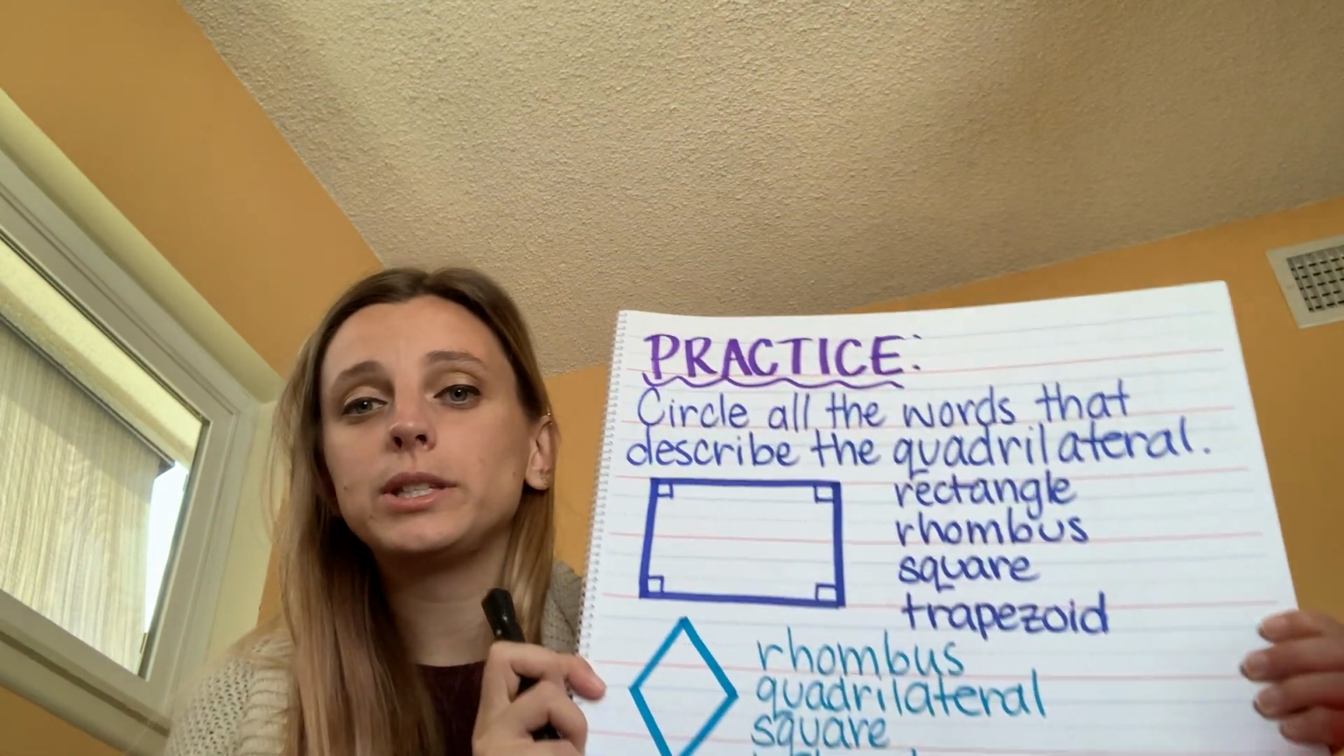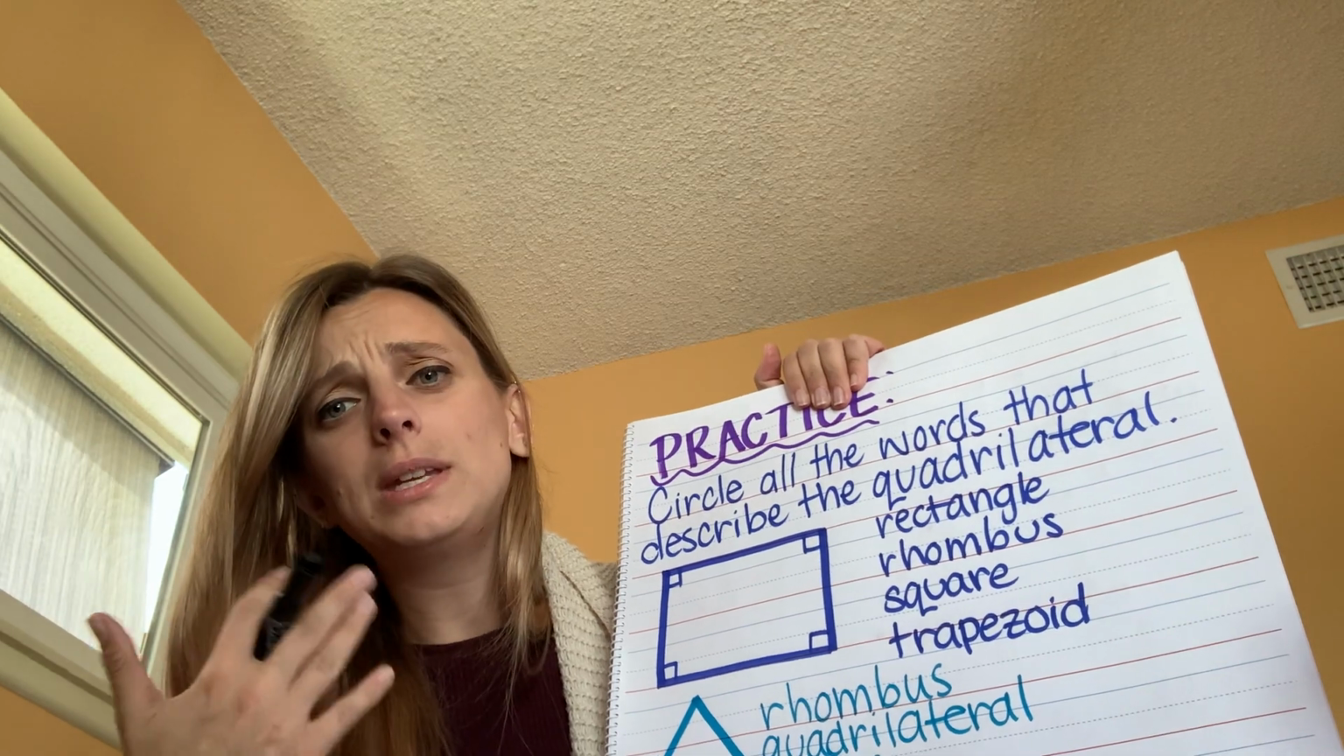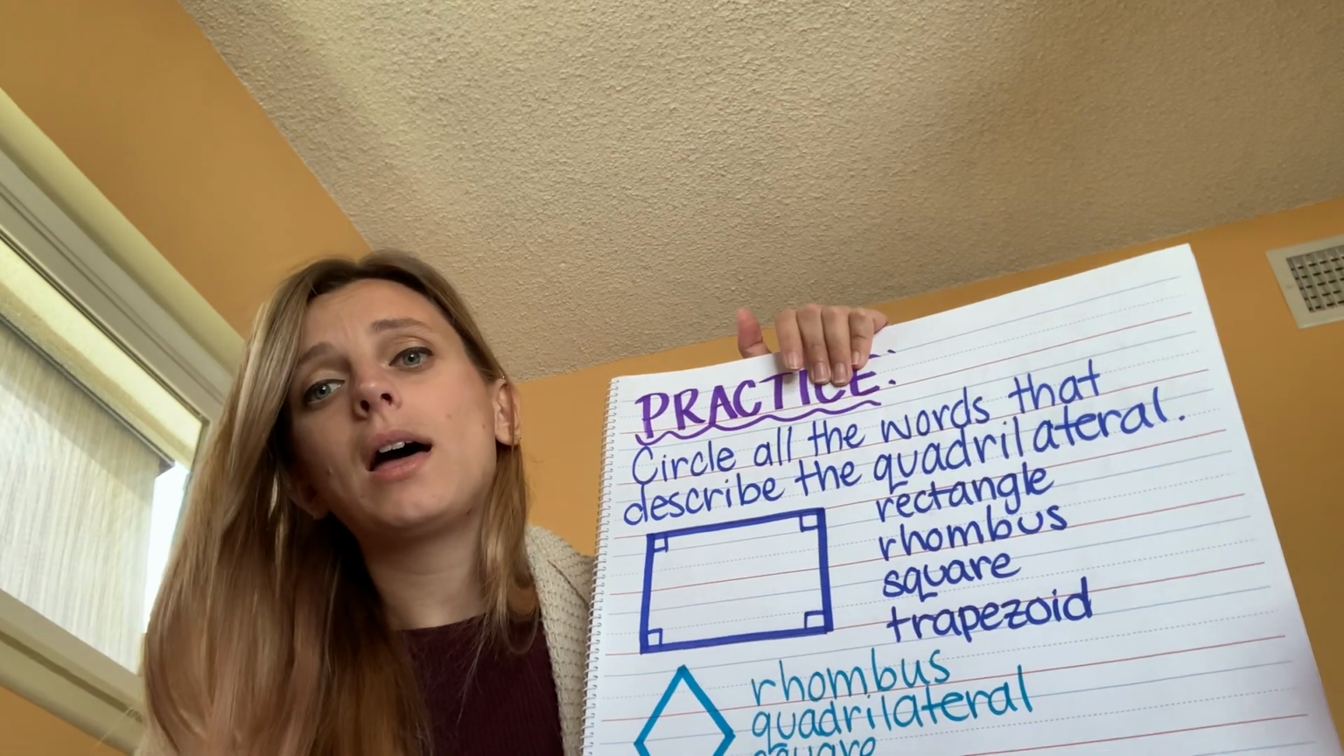All right, Gators, let's look at some practice questions. Now is a great time to pull out a scrap piece of paper and work along with me, or pull out your book and work through these problems on your own or at your own pace. So they're going to show you some different quadrilaterals today, and they're going to ask you to circle which terms apply, kind of like we did when we were looking at what makes a polygon.